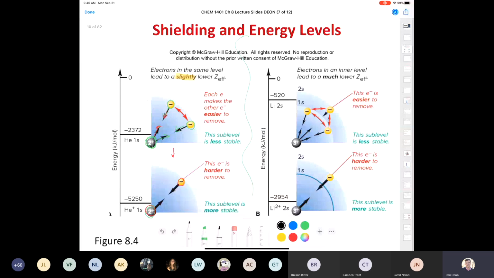So if you're like, what should I know from this slide, Mr. Dion? I would say the take-home message here is really that electrons in the same energy level are going to shield each other slightly, or they're going to block that effective nuclear charge slightly. But inner electrons are going to block the effective nuclear charge that the outer electrons feel quite a bit.